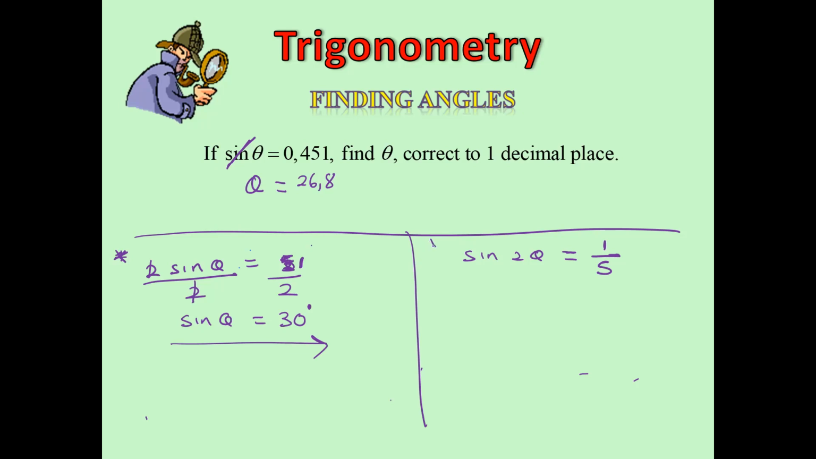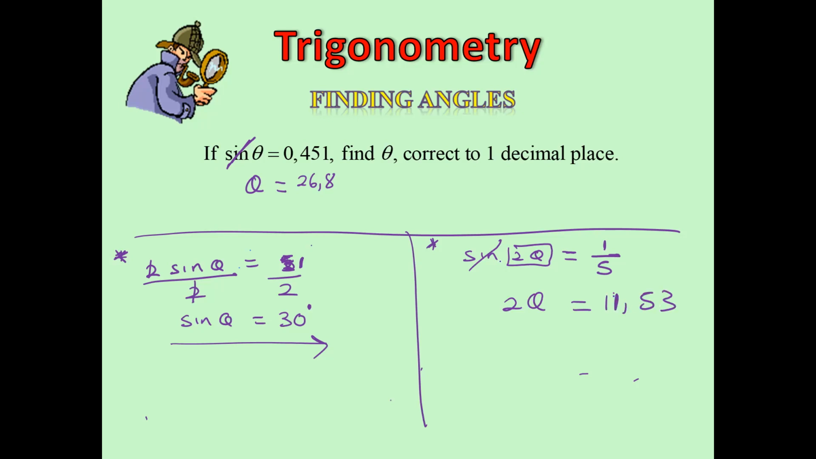But look at the second case. Can you divide by 2 in the second case? No, you can't. This whole thing is the angle. It's married to sine. The only way you get rid of sine is by using the shift button on your calculator. So now you're going to type shift sine 1/5. What do we get now? 11.53.